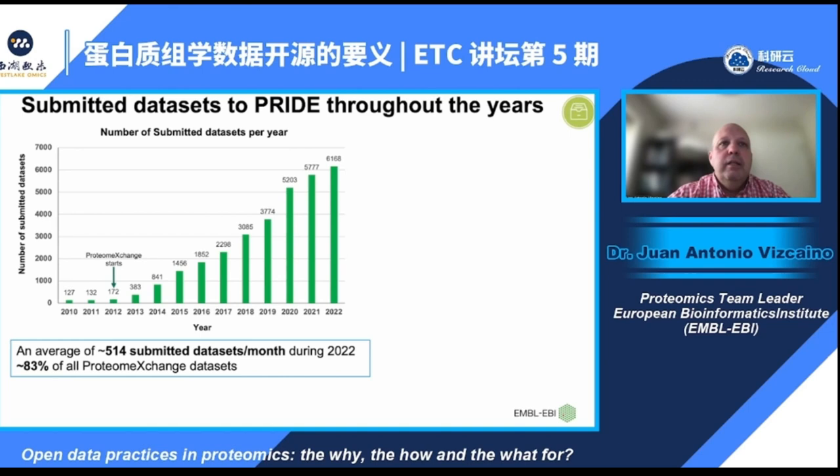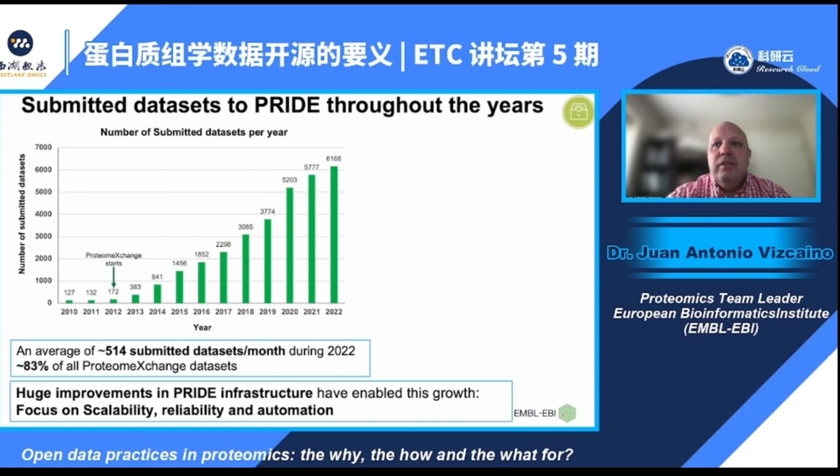And of course, no one knows this outside the team. So of course, the PRIDE team knows very well all the work that is behind all this every single day. Things need to work seamlessly for the external users, but really this growth has been possible due to huge improvements in PRIDE infrastructure, including scalability, reliability, and automation.